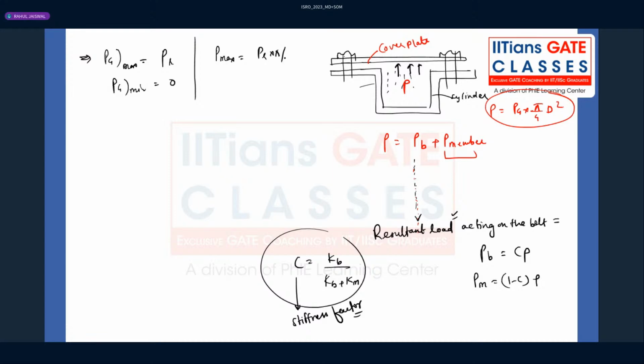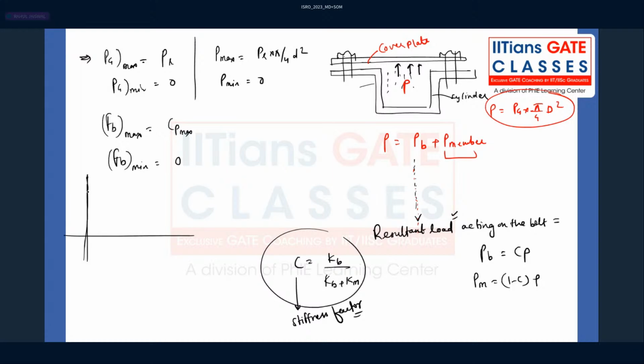Correspondingly, what is the maximum load? PR into pi by 4 d square. What is the minimum load? That is 0. What is the maximum load acting on the bolts? CP maximum, right? And what is the minimum value of the load acting on the bolt material? P is 0, so that is 0. So that's how you get the fluctuations, from the maximum value to the minimum value 0, like this. That is without any preloading.